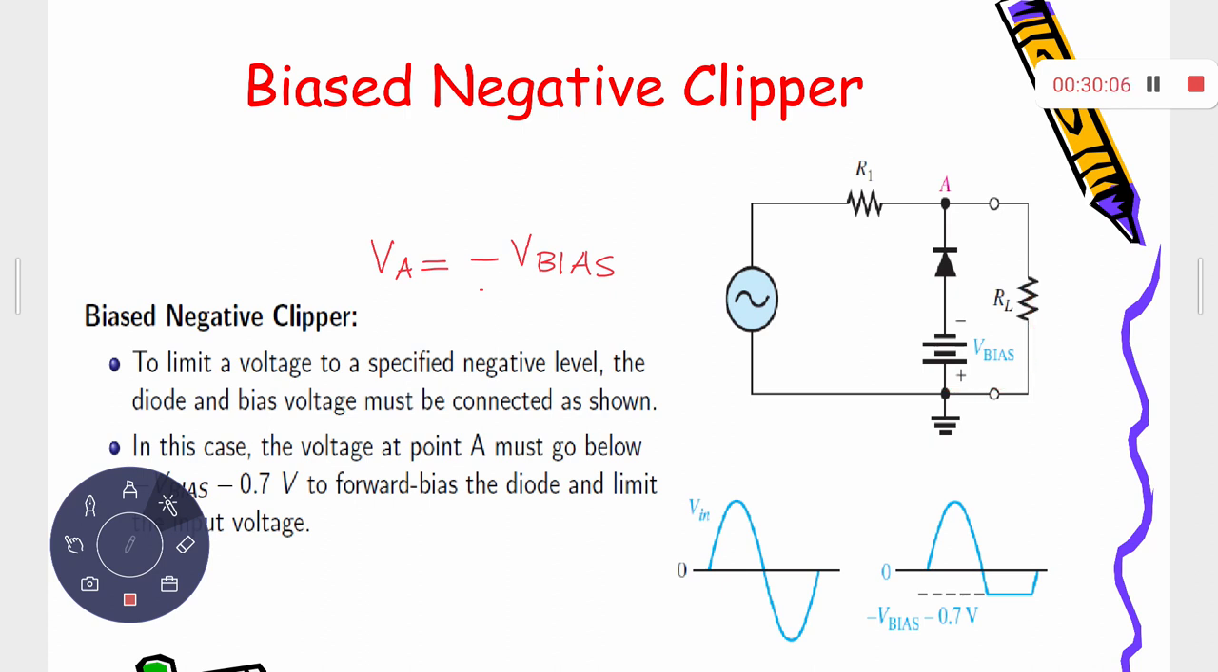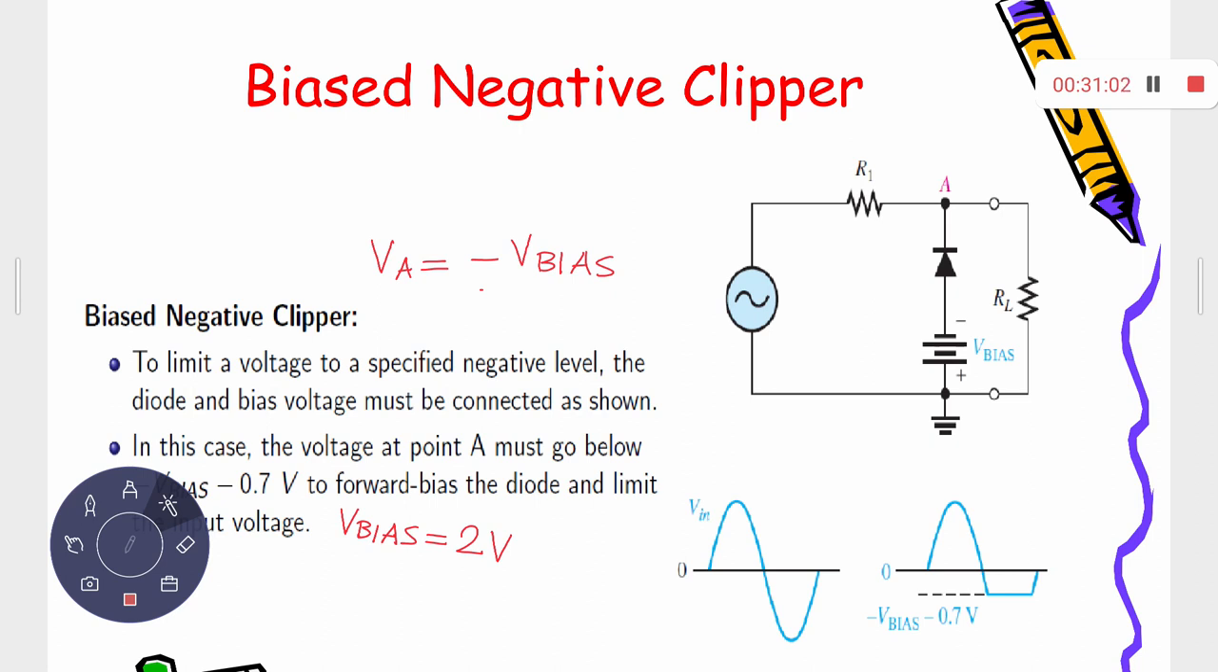Now it will remain in this particular regime as long as the anode to cathode difference is less than 0.7. Whenever it is greater than that, the diode becomes on. So for example, let's take some numerical value. Let's take V bias equal to 2 volt once again, and VD on is given, that is 0.7 volt. So the anode voltage is at minus 2. And in the negative half cycle, as long as this anode to cathode difference is less than 0.7, the diode will be off.